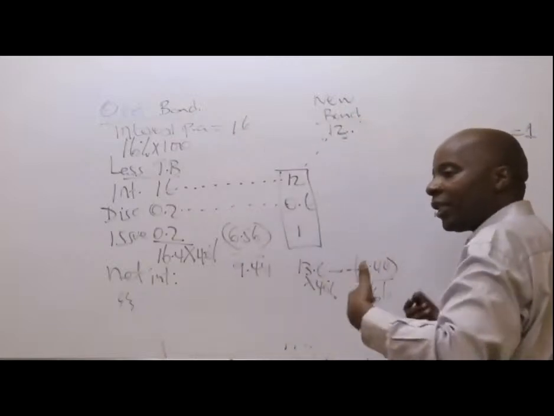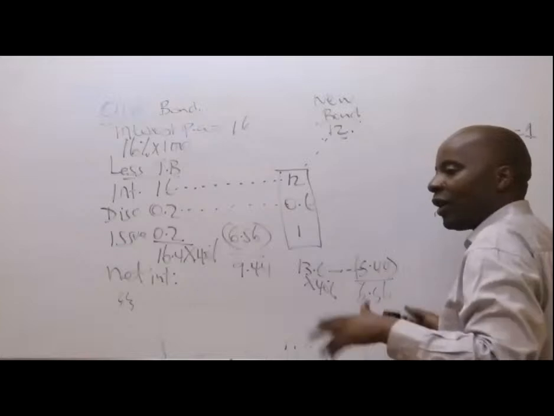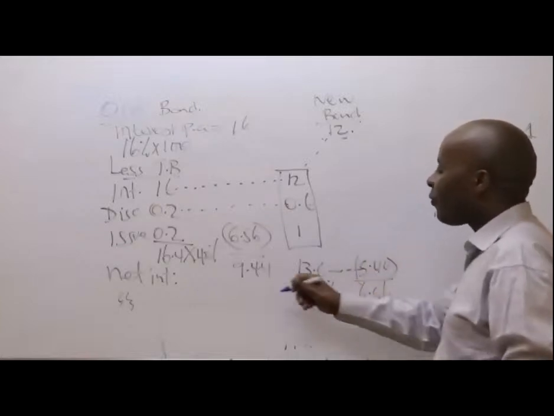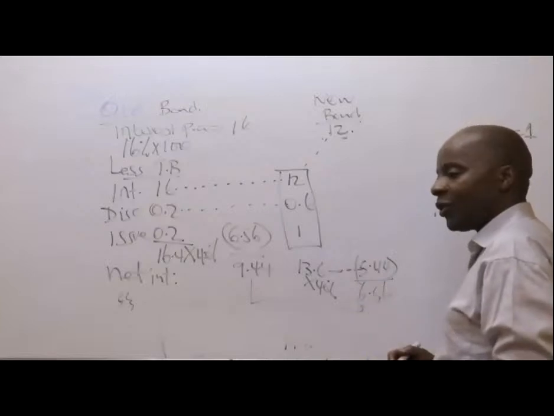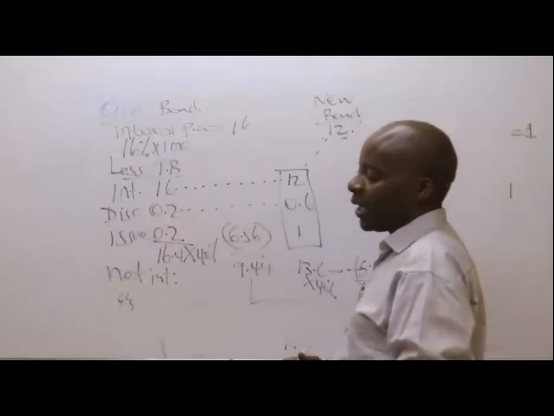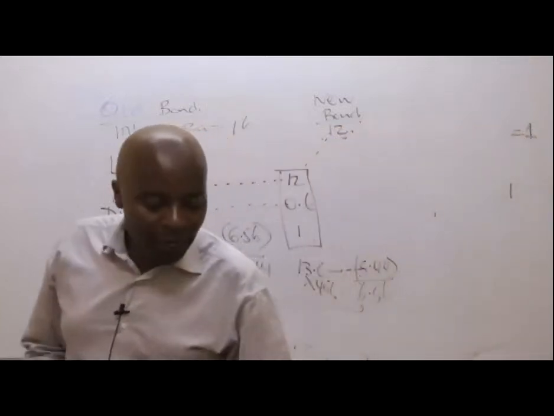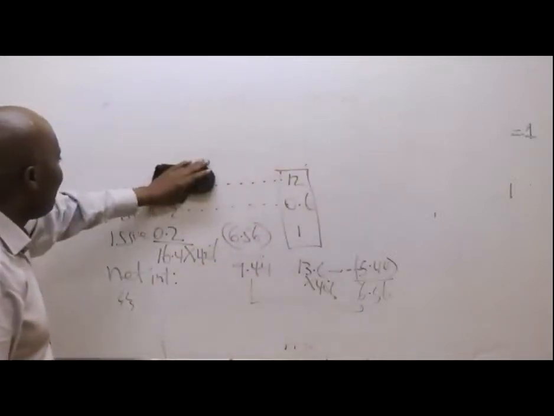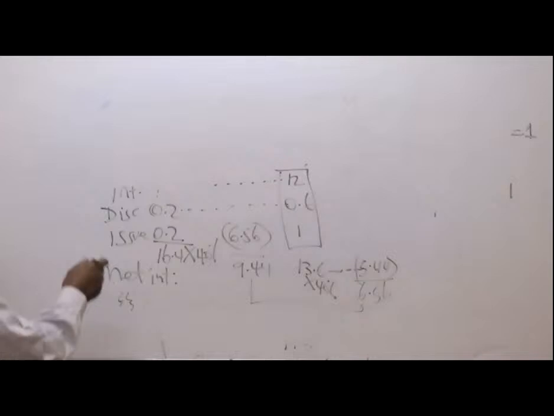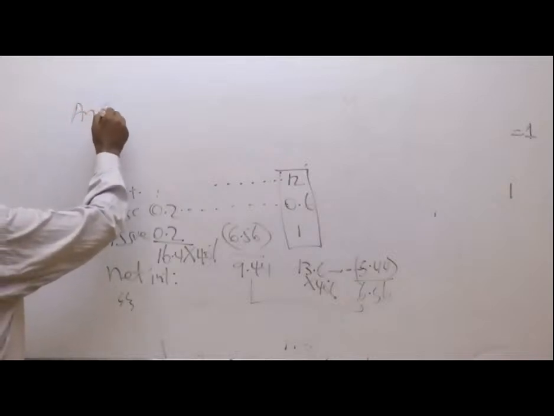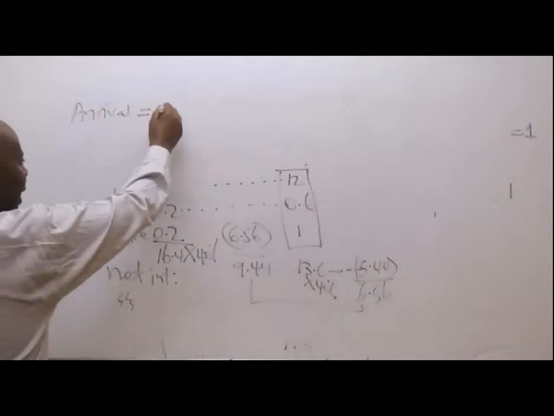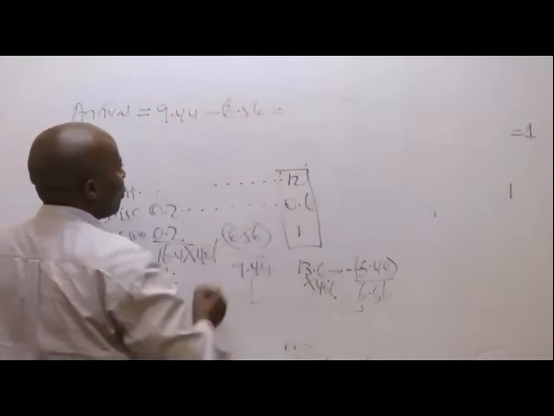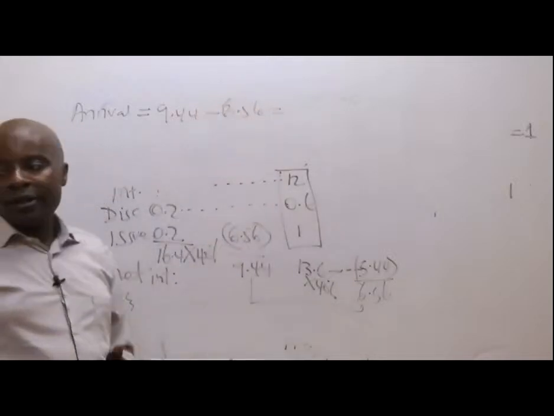So in that case, what is the benefit of running on with the new bond? The benefit will be the difference between these two. The annual benefit of the new bond will be 9.44 minus 6.56. So please give us an answer.